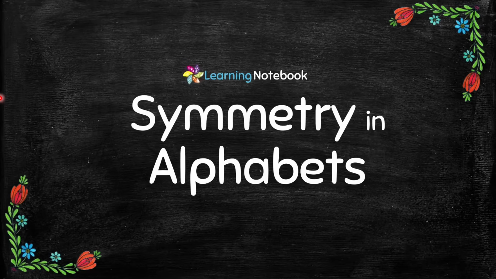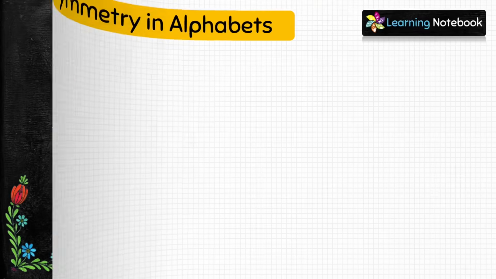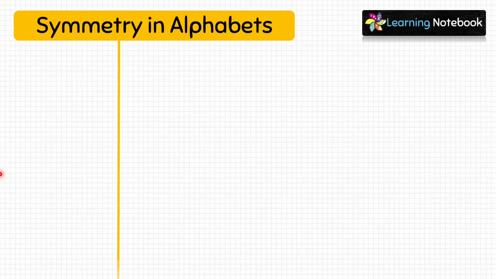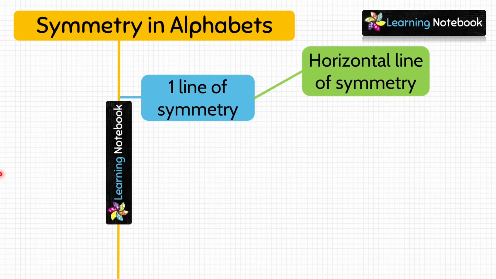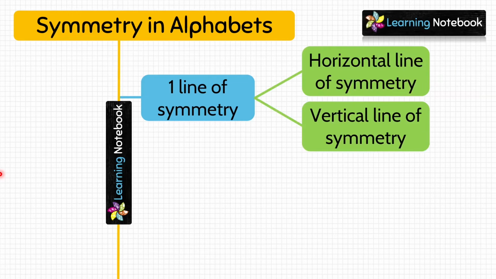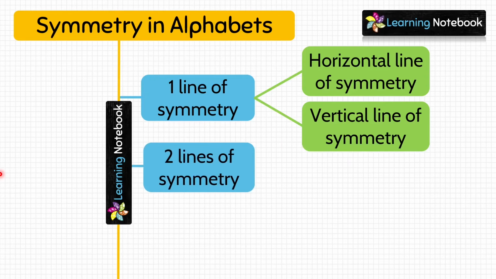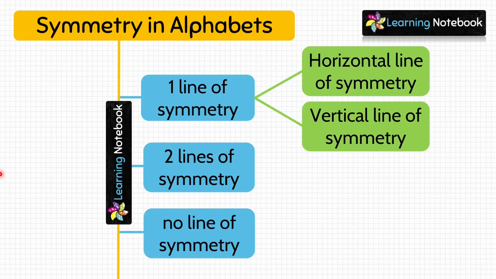Now let's see symmetry in alphabets. Students, there are some alphabets which have one line of symmetry. In one line of symmetry, we have alphabets with horizontal line of symmetry and we have alphabets with vertical line of symmetry. Then there are some alphabets with 2 lines of symmetry, while there are other alphabets which have no line of symmetry. So let's learn in detail about symmetry in alphabets.